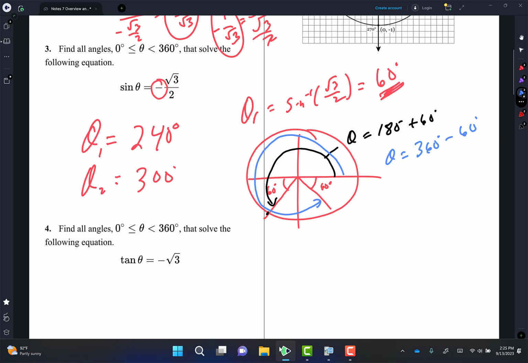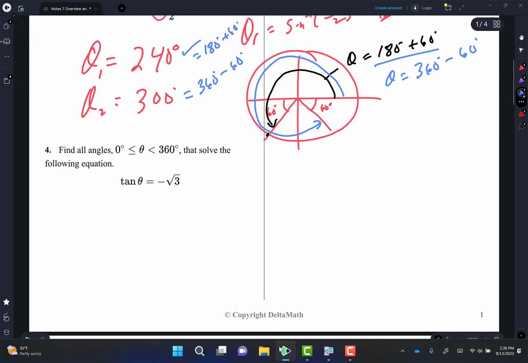So what are my angles? 240, because I got that from 180 plus 60. And what is the other one? 300, because I got that from 360 minus 60. Does that make sense? And there's so many ways to do it. It's not even funny. If you have a calculator, you can use the calculator. If you don't have a calculator like the unit circle quizzes, then you're going to have to know it. Cool or not cool? All right.